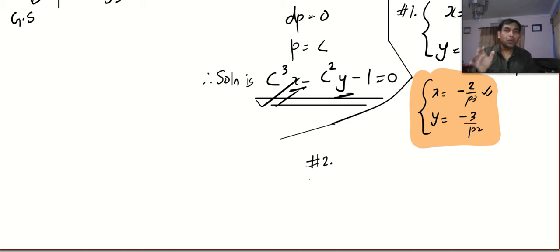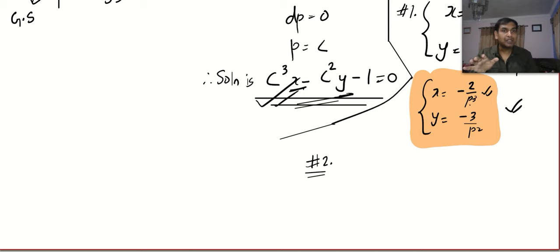Now you have one more option, that is you can eliminate p. That is, we can connect x and y just like this. We can have the implicit solution. If you want, we can leave it in the parametric form. But if you can, you go for the implicit solution.